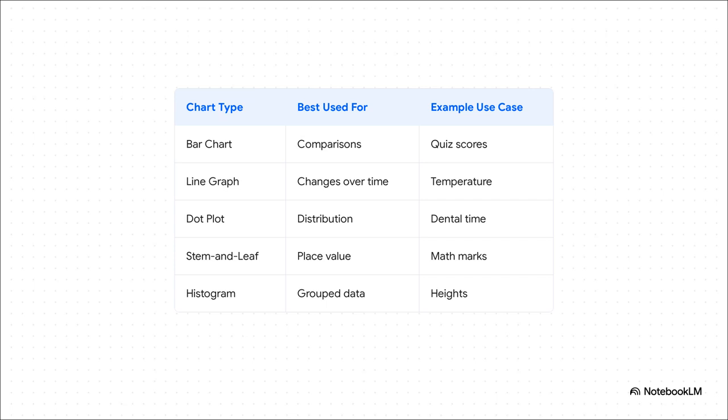Stem and leaf plots are a real game changer because they separate values by place value, like tens and ones, so you can see the distribution of, say, 20 students' math marks without losing a single original number.